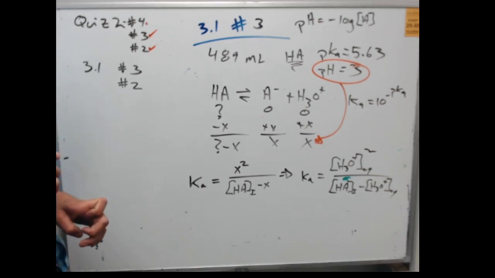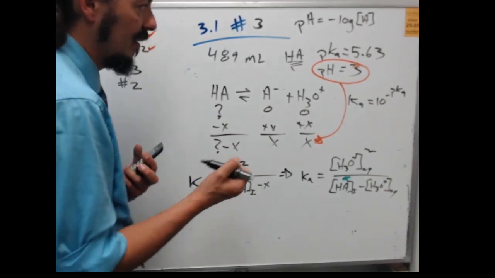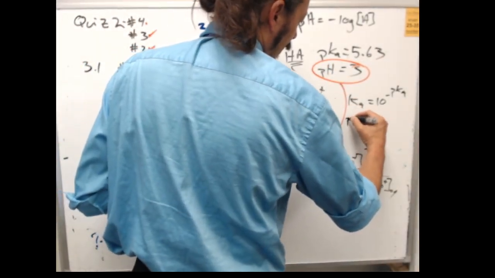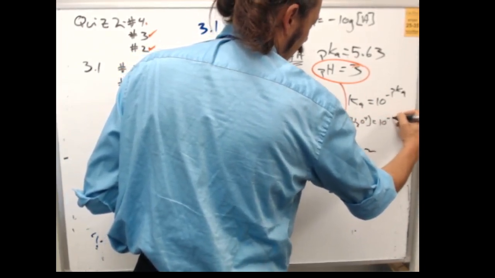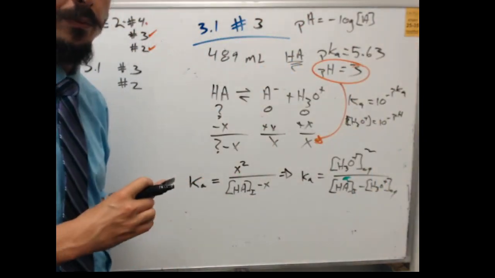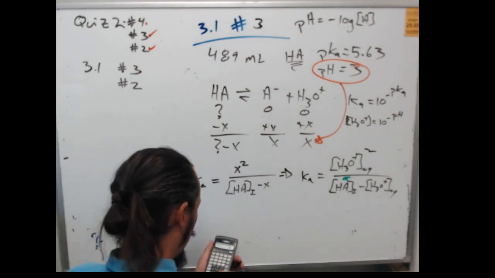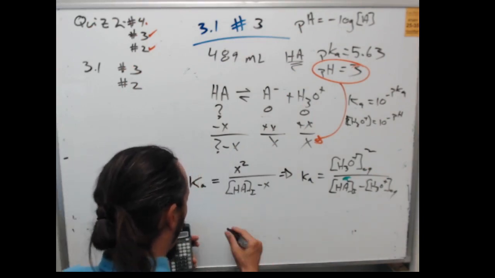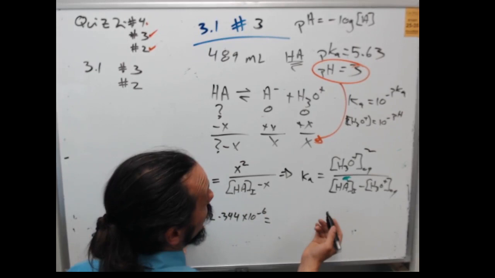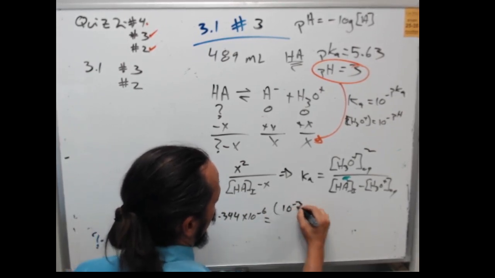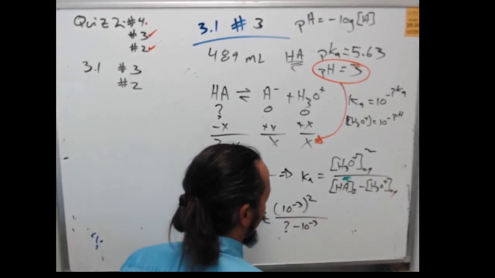So in this problem, we can find the pH to find the H3O plus. I can do this one in my head because the H3O plus is just going to be 10 to the negative pH, so it's just going to be 10 to the minus 3. So I'm going to have my Ka, which I just did and I forgot, 10 to the negative 5.63. I'm going to have 2.344 times 10 to the minus 6 is equal to 10 to the minus 3 squared divided by the thing I don't know, minus 10 to the minus 3.